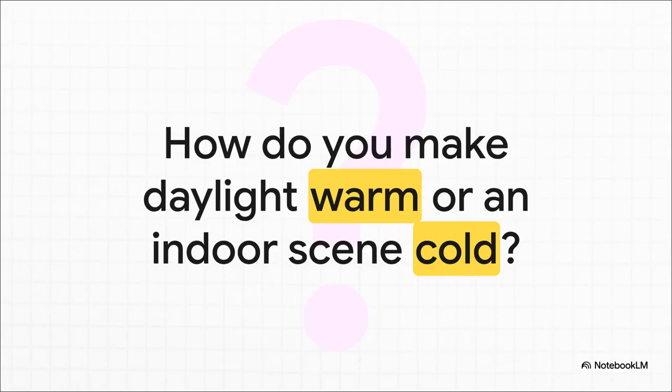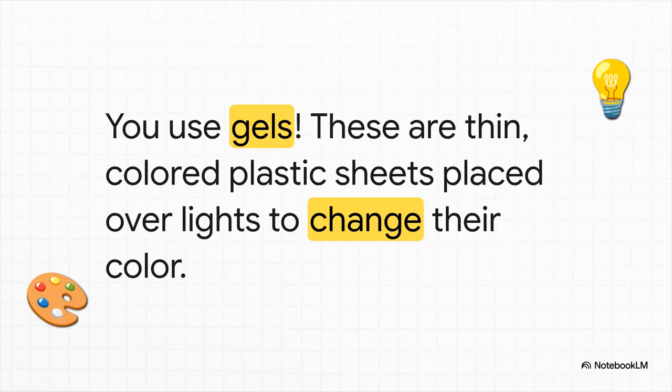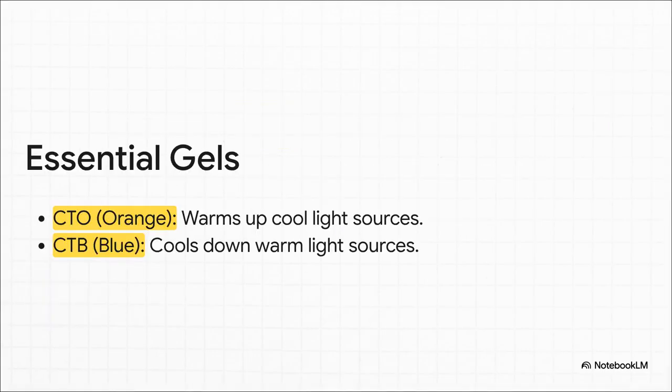Right. So here's the puzzle. What if you're shooting outside with those cool HMI lights, but you want the scene to feel super warm and romantic? Or what if you're stuck inside with warm tungsten lights, but the story needs a cold, sterile mood? You can't just change the sun, right? Well, the answer is surprisingly simple and, frankly, kind of brilliant. You use gels. That's it. They're basically just thin sheets of colored plastic that you slap right over the front of a light to completely change its color.